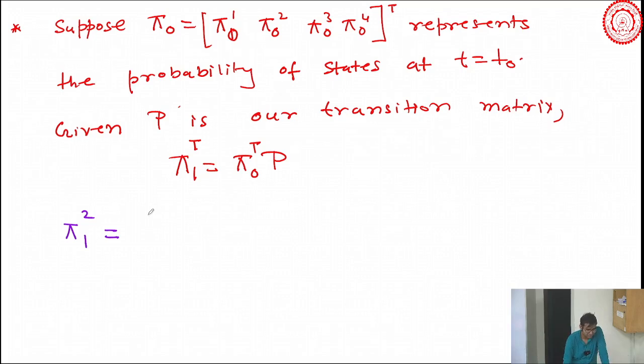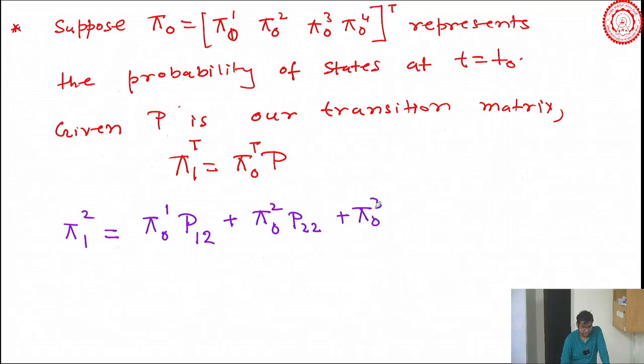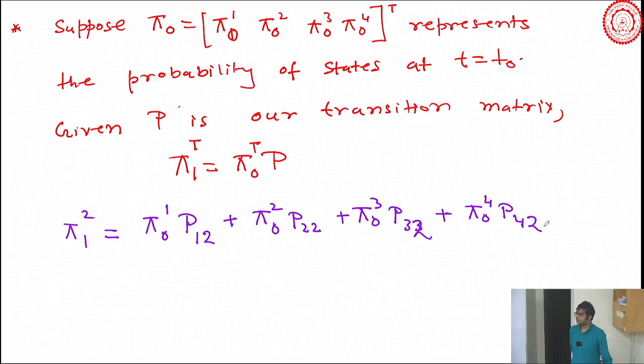So this is equal to pi 0 1 multiplied by p 1 2, plus pi 0 2 p 2 2, plus pi 0 3 p 3 2, plus pi 0 4 p 4 2. This is what it should be.